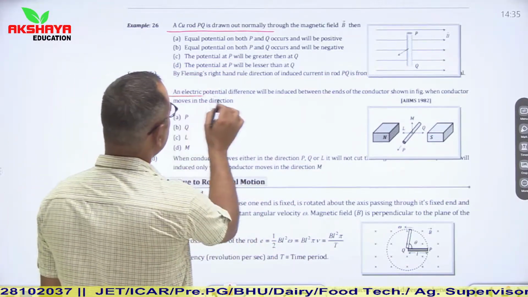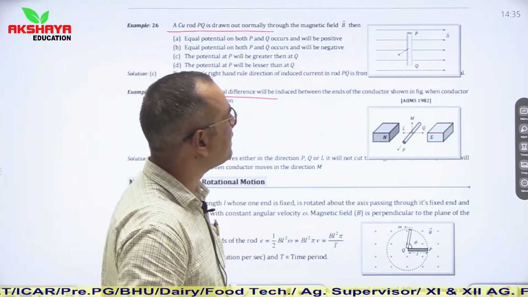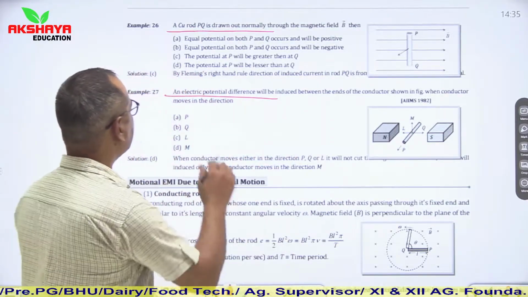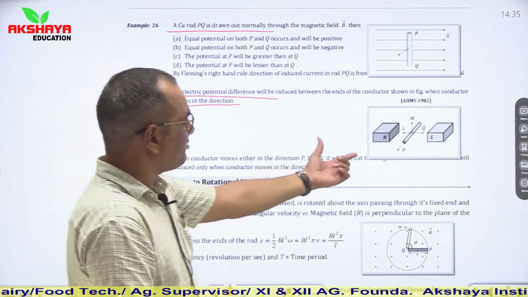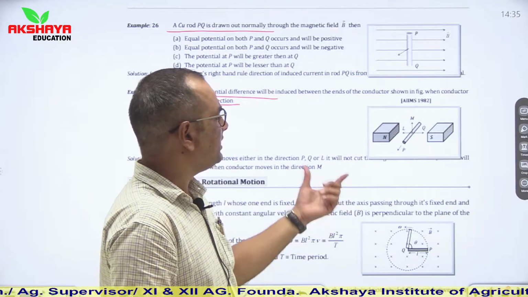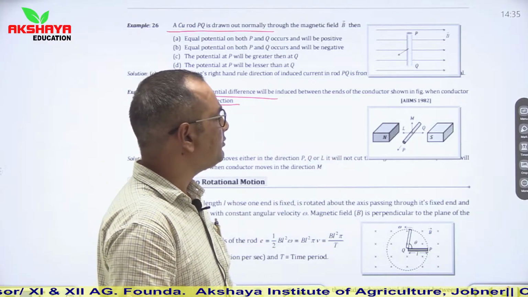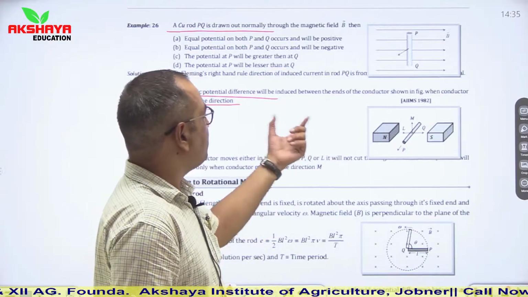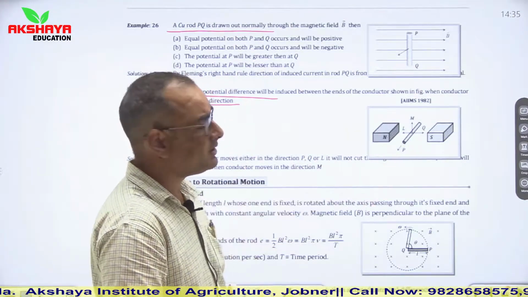Similarly, in the next pattern of question: will an electric potential difference be induced between the ends of the conductor shown in the figure when the conductor moves in a direction? So in this case, we are given three different positions L, Q, P, and one direction M perpendicular to this plane. We have to find when induced EMF will be there if this conductor is moving.